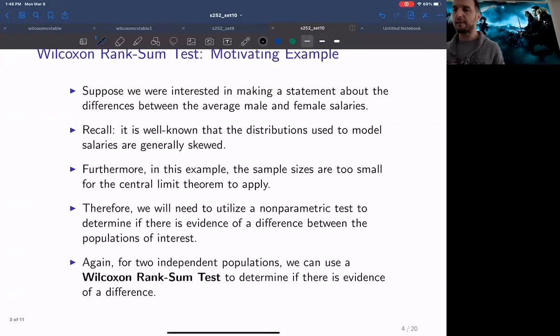As I said before, as a result of the lack of normality, we need some way of testing for a difference between these two populations without having to use that assumption. So that's where the Wilcoxon rank sum test comes into play. We have two independent samples, and we want to test for a difference between these two independent populations where we can't verify normality. That's where the Wilcoxon rank sum test would be utilized.